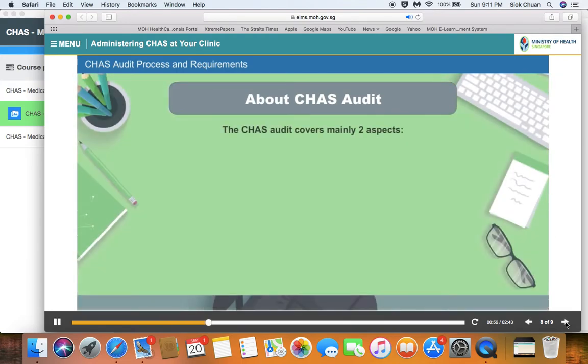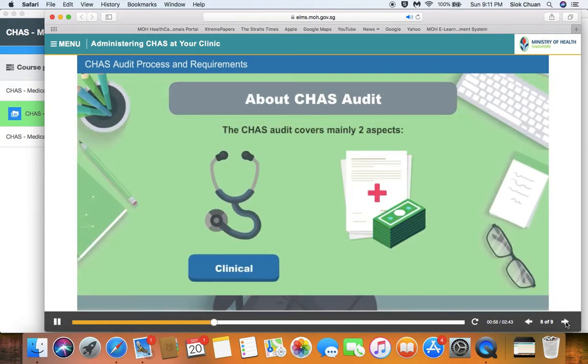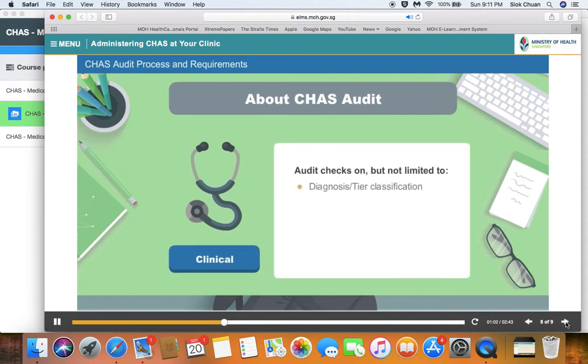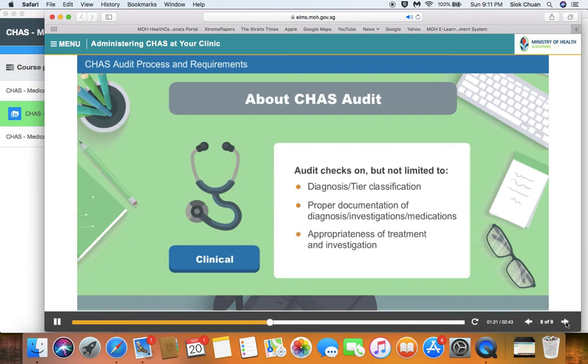The CHAS audit covers mainly 2 aspects, clinical and financial. The clinical audit checks on whether the diagnosis indicated in the claim is as what was indicated in the clinical notes. If the claim is a chronic claim, there will be checks on whether there is sufficient justification for the claim to be made in this particular chronic tier. There will also be checks on whether relevant clinical information for the patient was recorded in the clinical notes, and also whether the treatment and investigation prescribed were relevant for the patient.